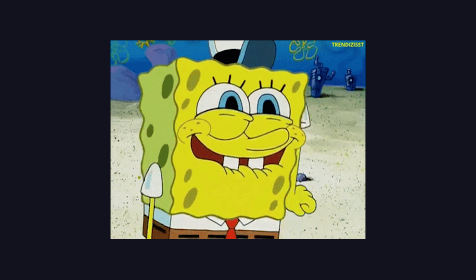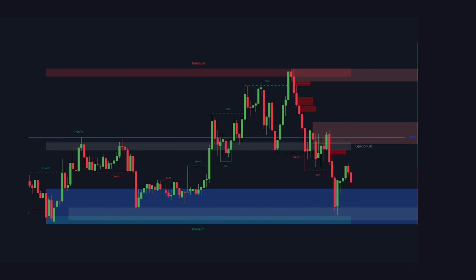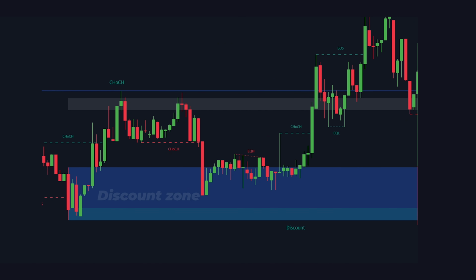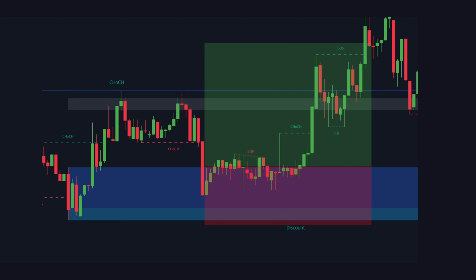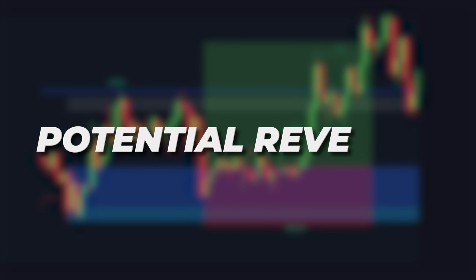Now, to the interesting part. How do we use the indicator to trade? Let's begin. We start in the discount zone, the blue area below. This shows us that the price is undervalued, and institutions often look for buy opportunities in such a zone. You can see multiple CHOCHs forming here, signaling that the bearish momentum is slowing down and buyers are starting to take control.